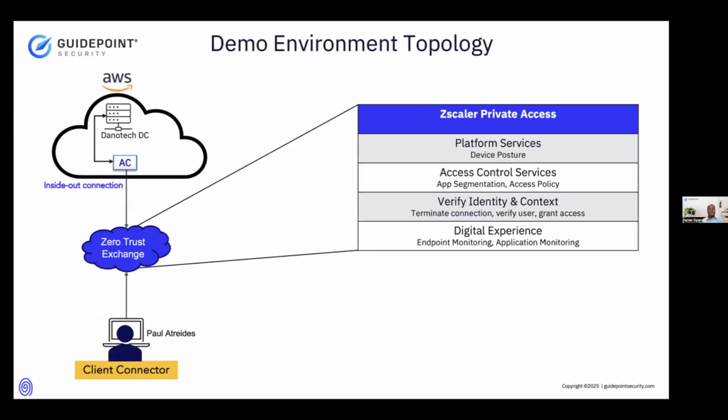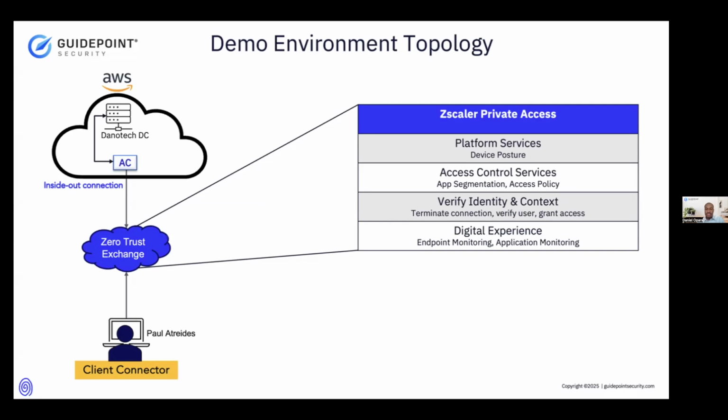Now I'll take you to my demo environment topology. Now we can see here that the client connector has already been installed on the user Polatridis' device. Polatridis is a Danotech DC admin, and he's trying to access the Danotech DC server located in an AWS environment. Now we can see on the AWS environment, an app connector has also been installed and is in connection with the Danotech DC server. Now, in my demo, I'll be taking you through the ZPA private access settings that would enable Polatridis connect seamlessly to Danotech DC.